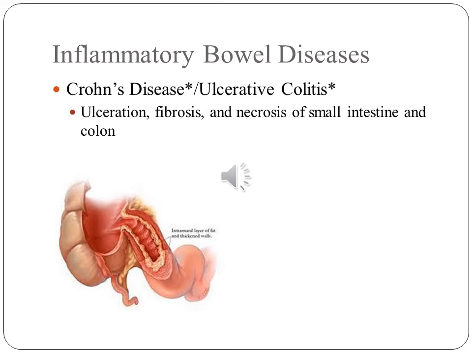So first we have our inflammatory bowel diseases, and the two we're going to look at are Crohn's disease and ulcerative colitis. Both of them have the same transition as far as the pathology, as far as what actually happens. So it's ulceration, fibrosis, necrosis of the different areas. Crohn's disease primarily affects the small intestine, whereas ulcerative colitis affects the colon.